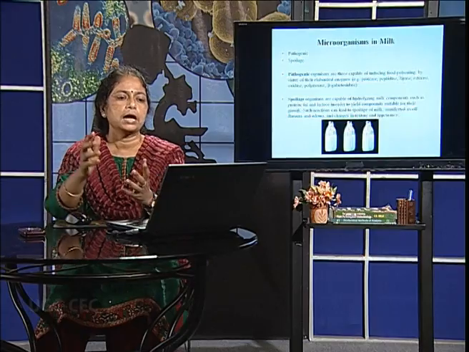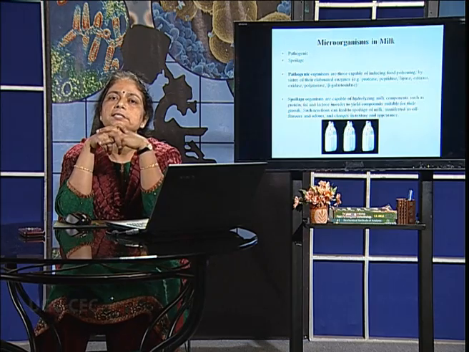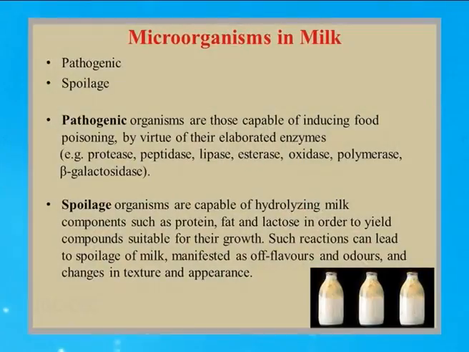Coming on to the microorganisms that are present in milk. They can be of two types: spoilage bacteria or pathogenic bacteria. What is the difference between the two? The pathogenic bacteria are those capable of inducing food poisoning. Therefore, pathogenic means they can cause disease. This disease-causing capacity is there because they have certain enzymes like peptidase, lipase, esterase, polymerase, beta-galactosidase.